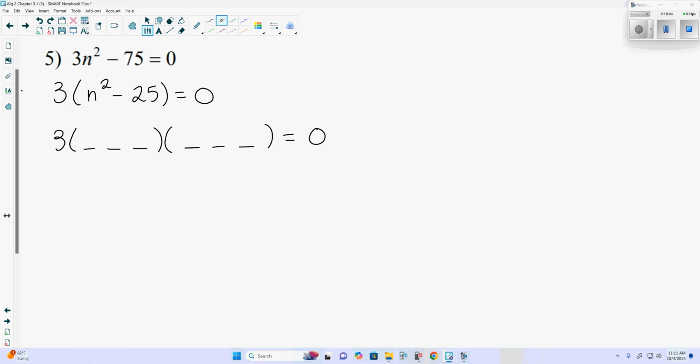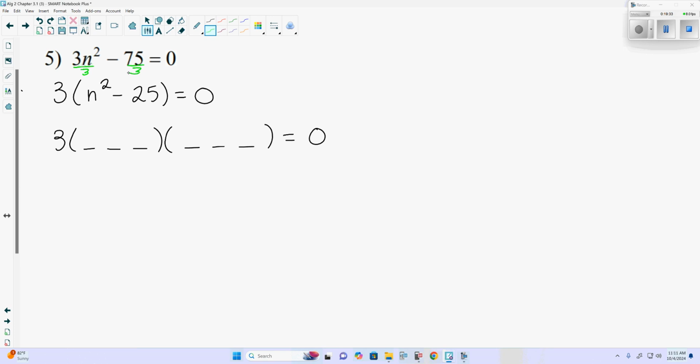So 75 divided by 3. So we factored the 3 out. So we divided it out of 3n squared. So the question is where we got the 25 from. So when we factored 3 out, we divided each of these terms by 3. 3n squared divided by 3 is n squared. 75 divided by 3 is 25. Yes.